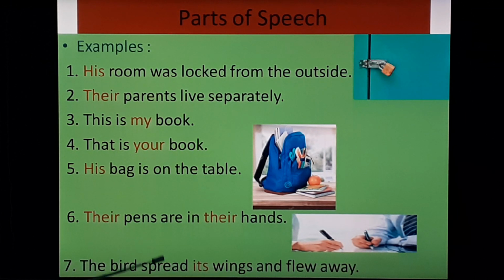The bird spread its wings and flew away. So its, we use it or its for birds or animals or non-living things. Here wings of whose? The bird's wings. So wings is the noun, and its is the possessive adjective.